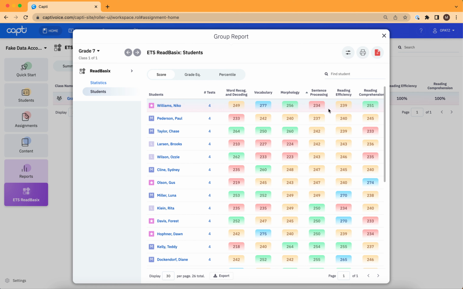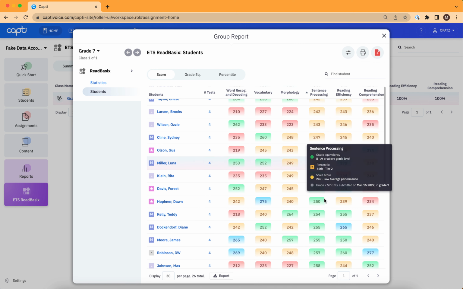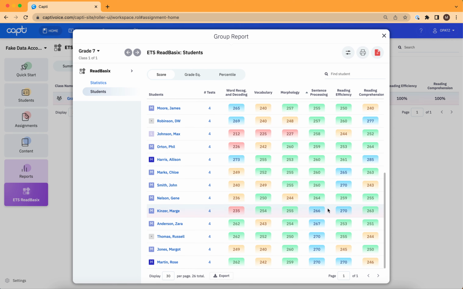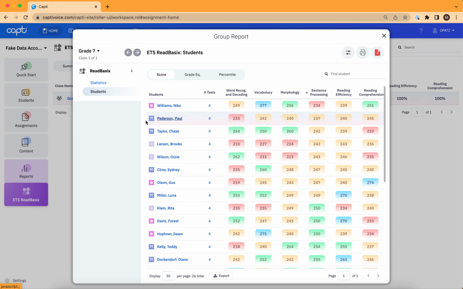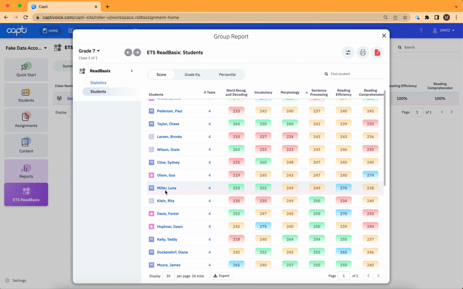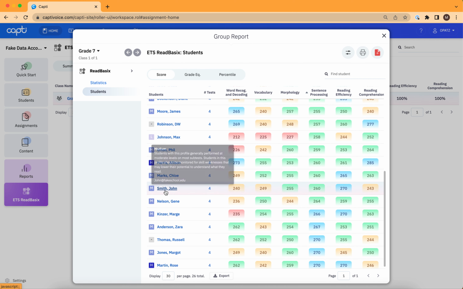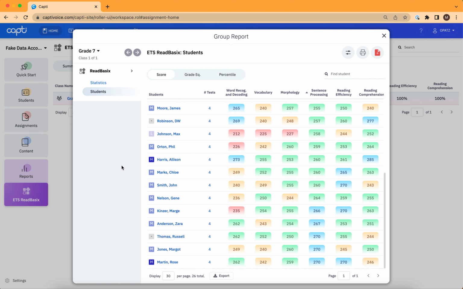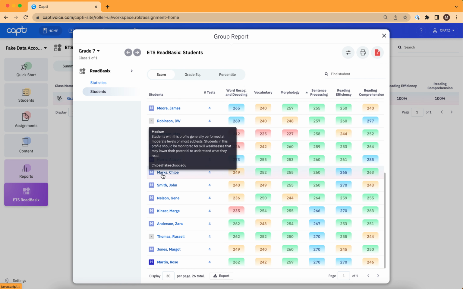He might need some help there. But I can also look and see how the rest of my class is doing as well. So now I'm going to dig a little bit deeper into students' data. And I'm going to select a student, Chloe.